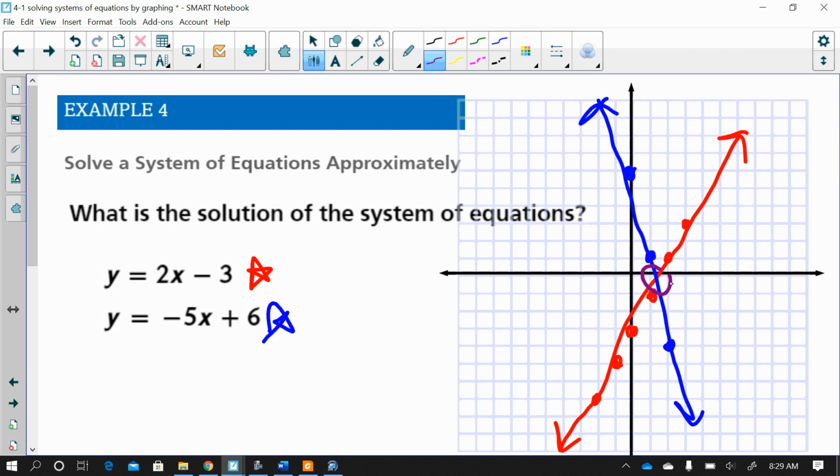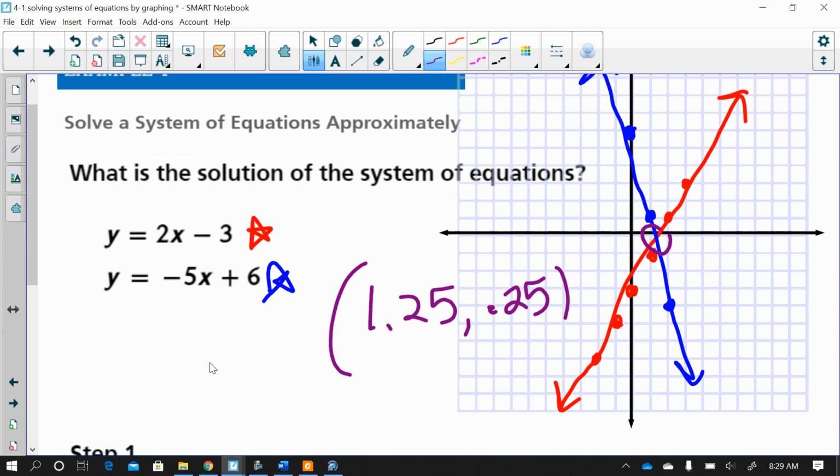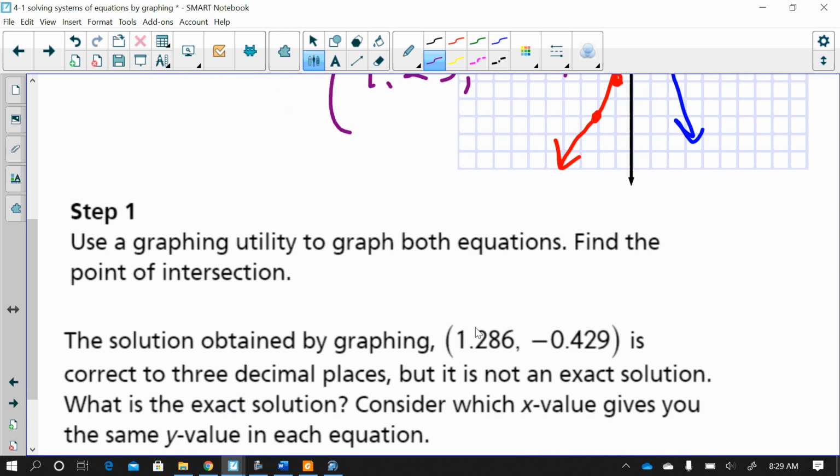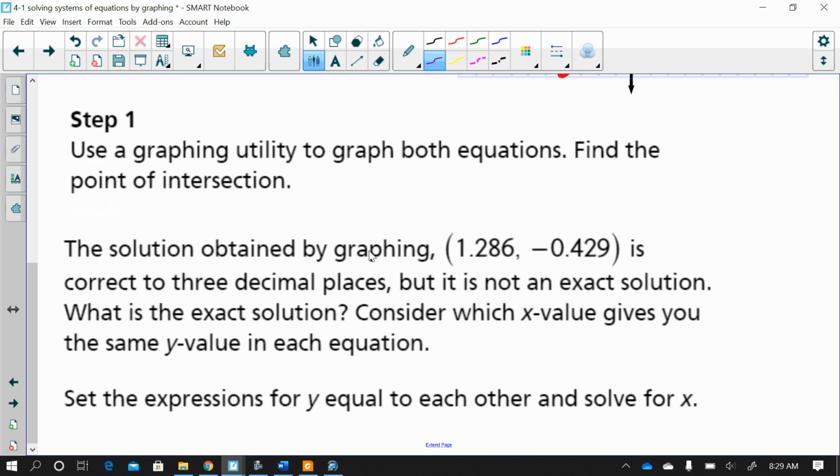We really don't know what that is. It doesn't cross nice and pretty. So it looks like we're 1 and a little bit, so maybe a quarter, so maybe 1.25. And we're going down just a little bit, maybe 0.25. So that would be an approximate solution. They suggest using Desmos, which you could if you wanted to, and they give you the answer here. They say it's correct to 3 decimal places, but it's not an exact solution. So they want us to come up with the exact solution.